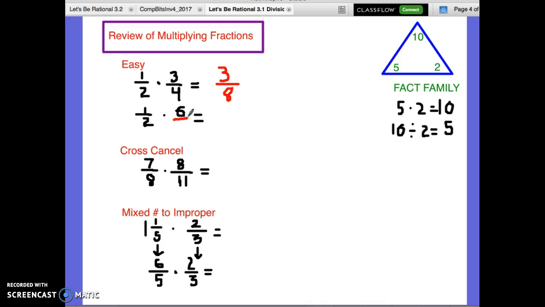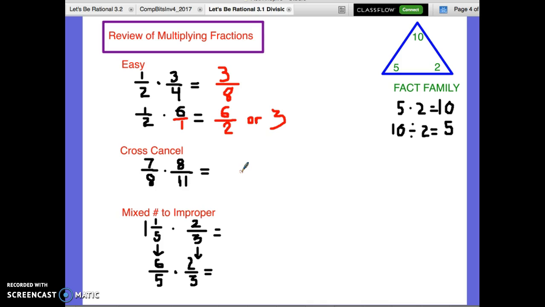Here, 1/2 times 6, or 1/2 of 6, remember of means multiply. Whenever you have a whole number, you can put a 1 below it. So 1 times 6 is 6, and 2 times 1 is 2. And then you always try to simplify your answer. So 6 over 2 is the same as 3.